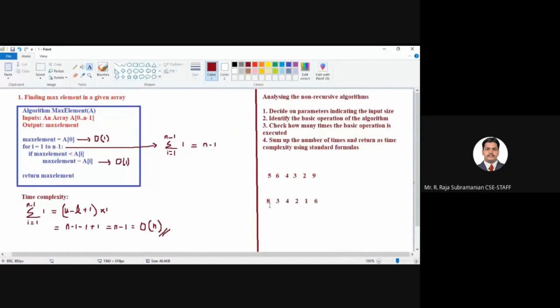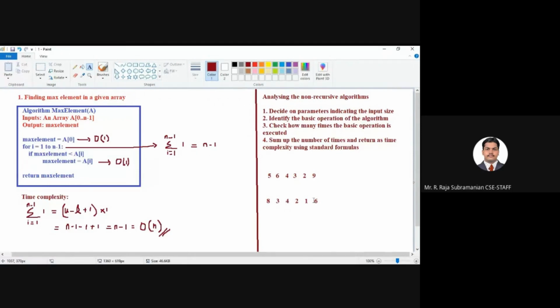If it is for this particular input 8, 3, 4, 2, 1, 6, what will be the complexity? Big O of 1. I can say it is big O of 1, or I can also say big omega of 1. Why am I saying big omega of 1? Because I am very sure that below this my best case cannot go. I at least require 1 unit of time to find the max element, provided that my max element is present in the 0th location of the array itself.